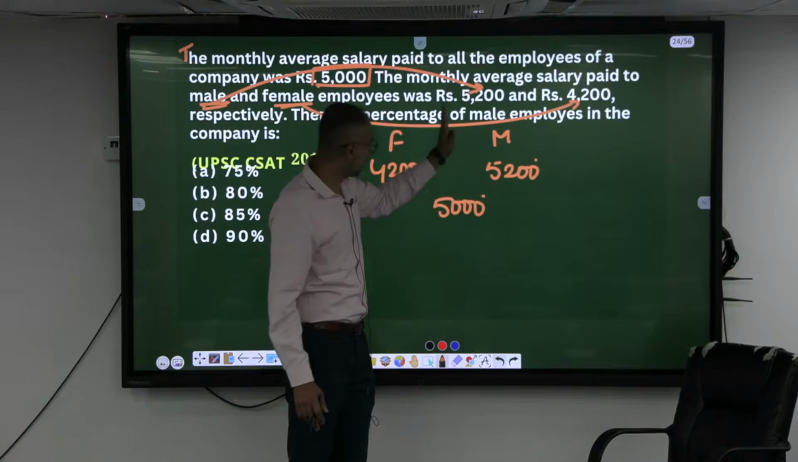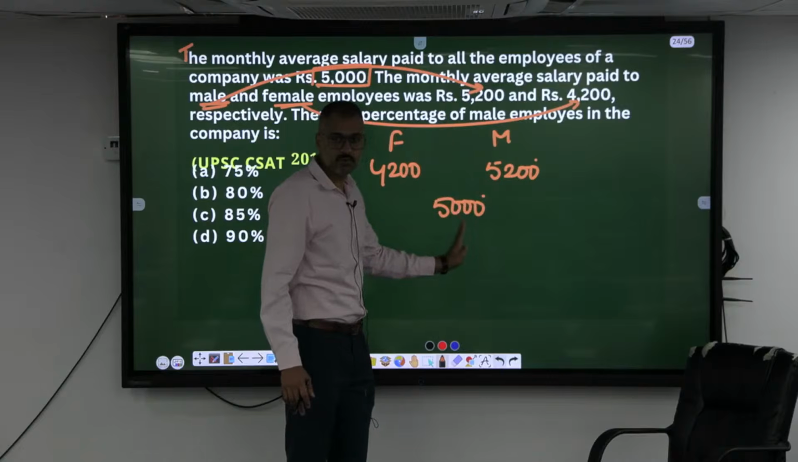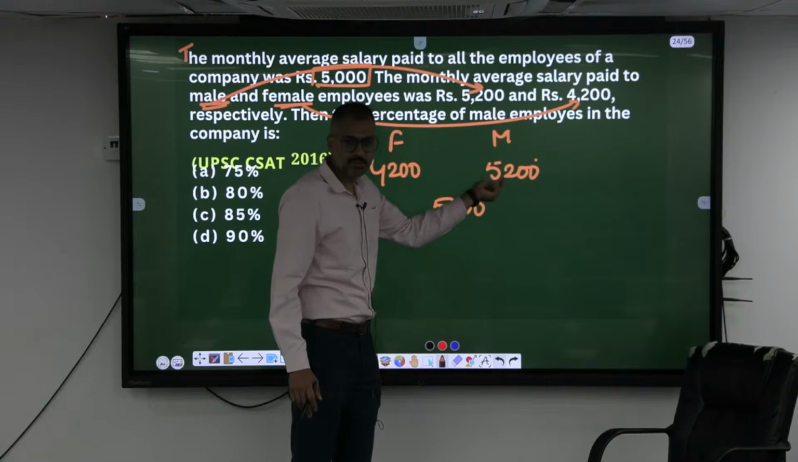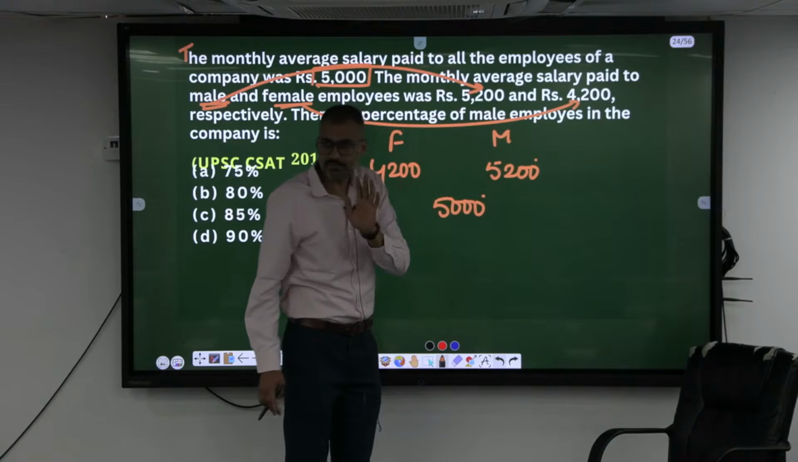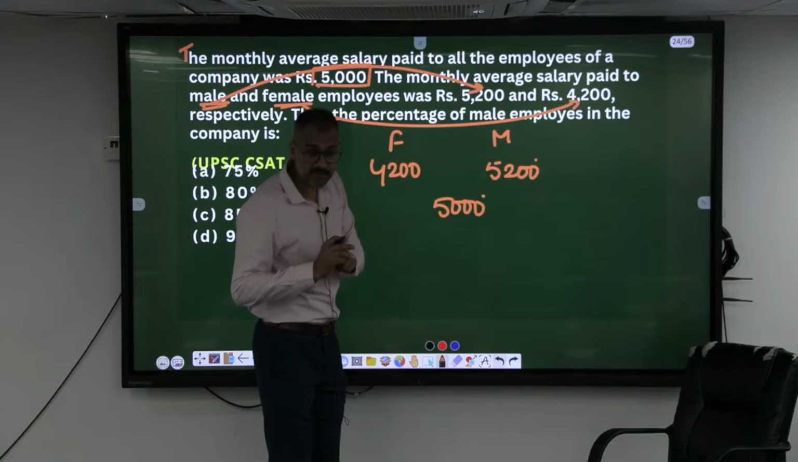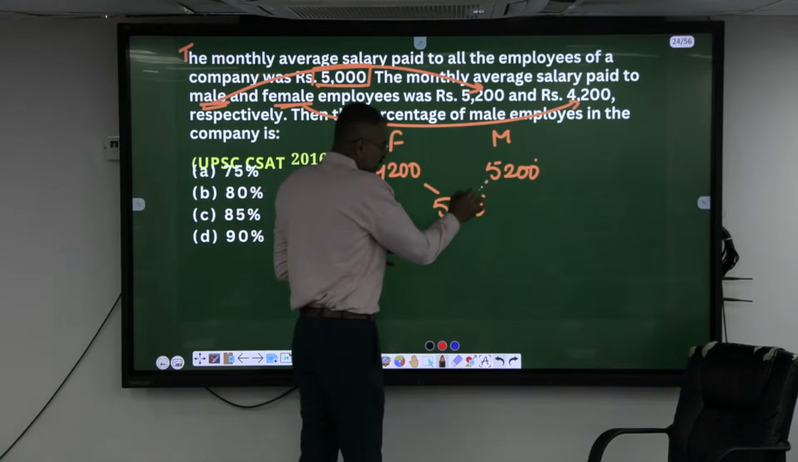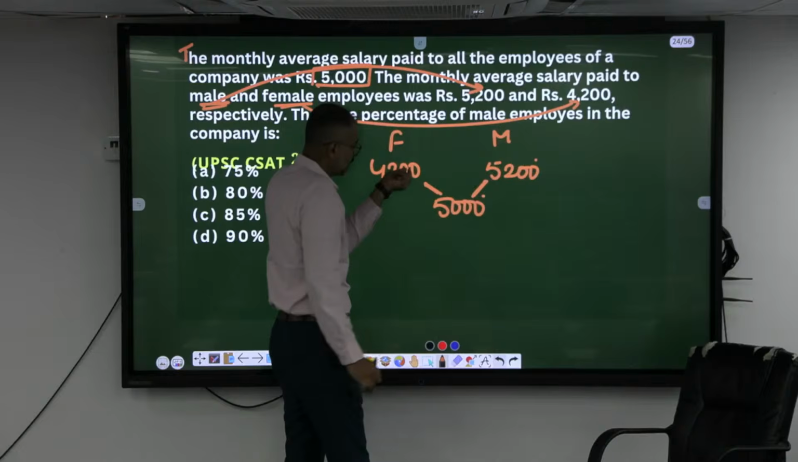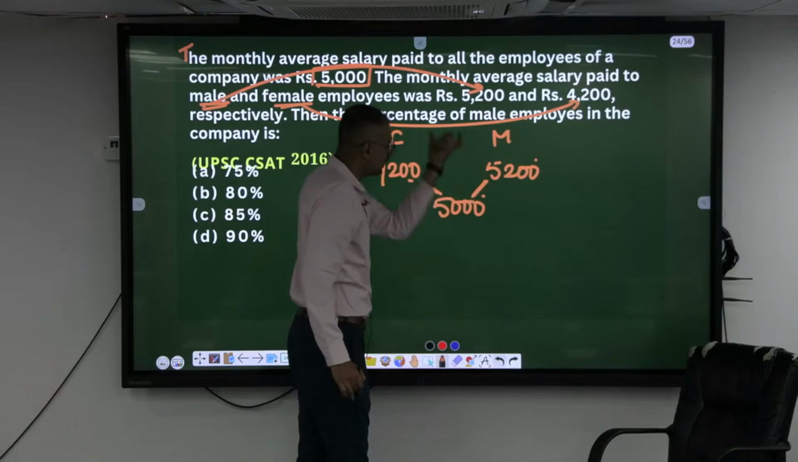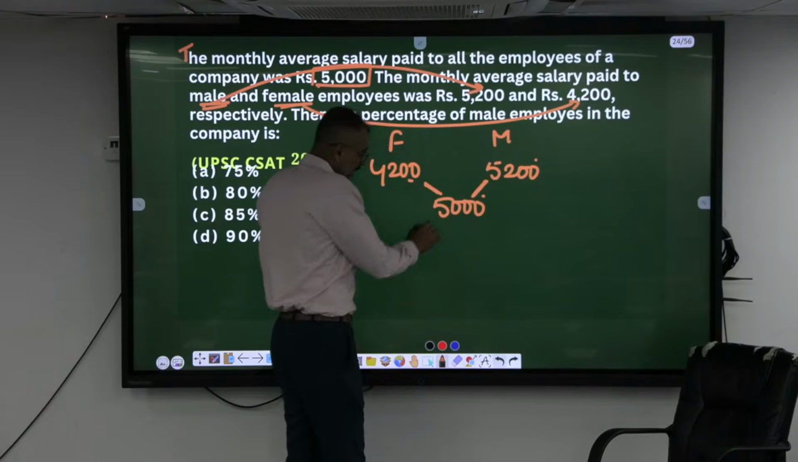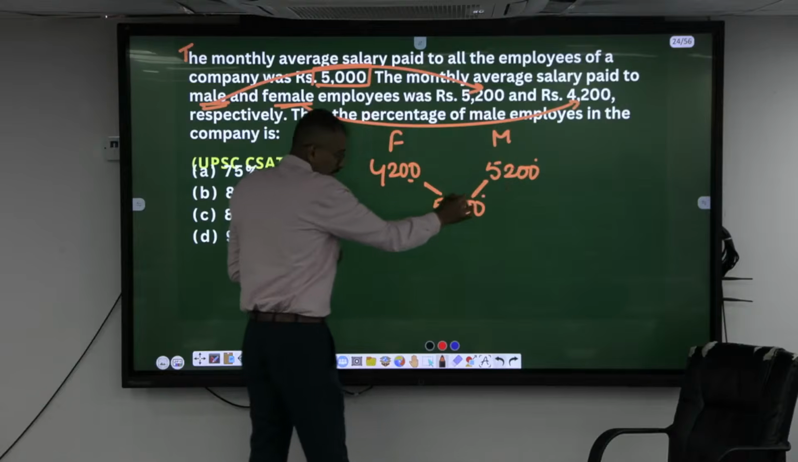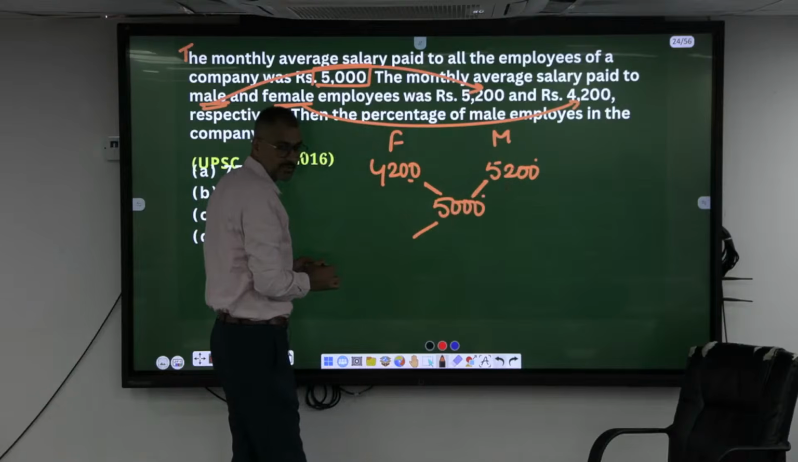Okay, do we have an exactly middle value? No, we don't have an exactly middle value here. 5,000 is near to what? Male, means the percentage of males is more in number. That's what the weighted average or allegation is. In the process of allegation, this is a technique of solving. Write the minimum value, maximum value like this and the between value like this. Okay, you take the difference of these two. 5,200 and 5,000 difference is 200.